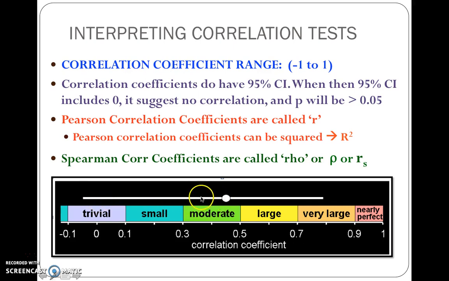The more data you have, the tighter these confidence intervals are, and the more likely you're going to have a statistically significant result. With less data, you're going to have more error, and you're more likely to have statistically insignificant results, an inability to detect differences. You might see in literature Pearson correlation coefficients called R. They can be squared into R squared. Spearman correlation coefficients are called rho, the Greek letter rho, or written as R sub S.